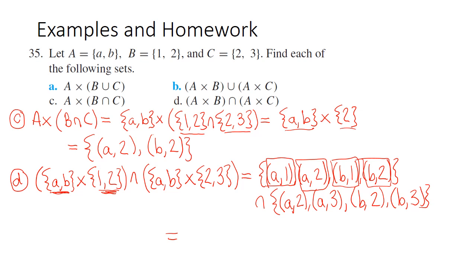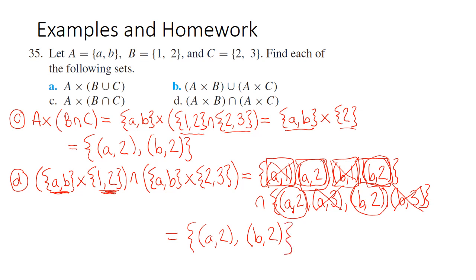Okay, so what are the things that I have in common here? I don't think that this ordered pair is in both sets, so I'm not going to keep that one. This one, A and 2, that is in both of them, so that's going to go in my intersection. A2. B1, I don't think that's in both of them, so I'm going to take that out. B2 is in both of them, so that's going to go in my intersection. A3, that's not in both of them, and B3, that's not in both of them. Okay, so my intersection is this, just A2 and B2.